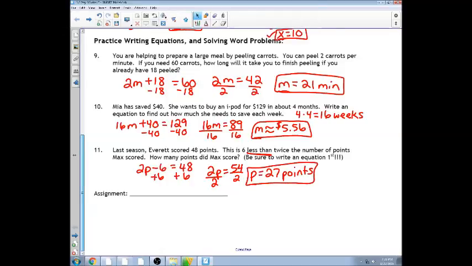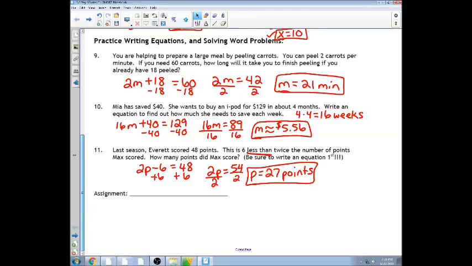All right. Well, that is the end of the lesson. What you need to remember from this lesson is when I'm setting up an equation, the part on the right of my equal sign will be the total of whatever it is I'm looking for. The variable will be basically what it's asking you to find, which in number 9 it was the carats per minute, so it was looking for the number of minutes. In number 10, it was how much she needed to save per week, so that's why it was money in number 10. In number 11, it was how many points did Max score, so we were looking for a certain number of points. All right.